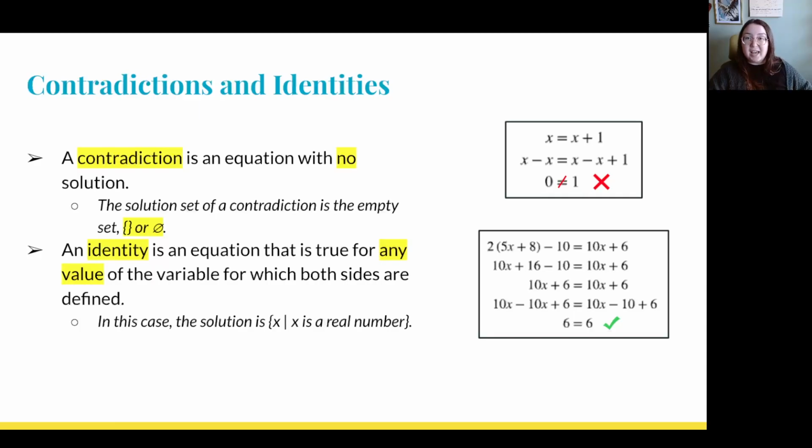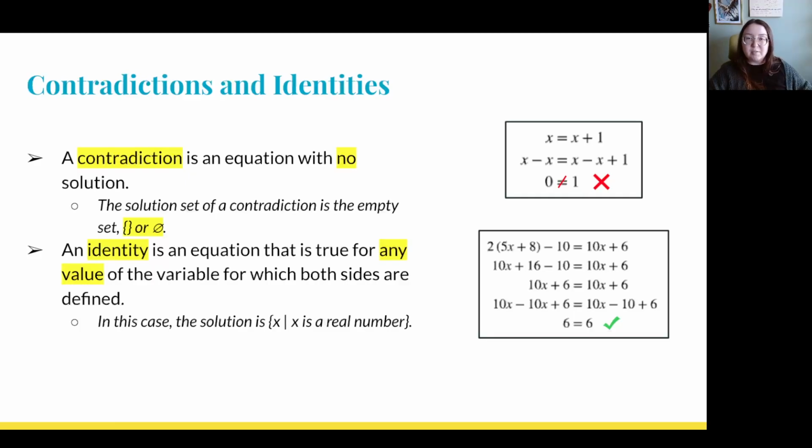So in a case like that, the solution would be something like x, where x is a real number. So let's look at two examples of this. Starting off with a contradiction, we start with the first box there on the right. We have x equals x plus 1.